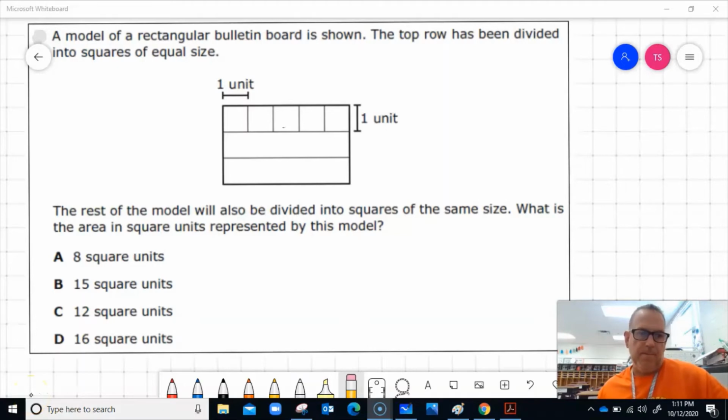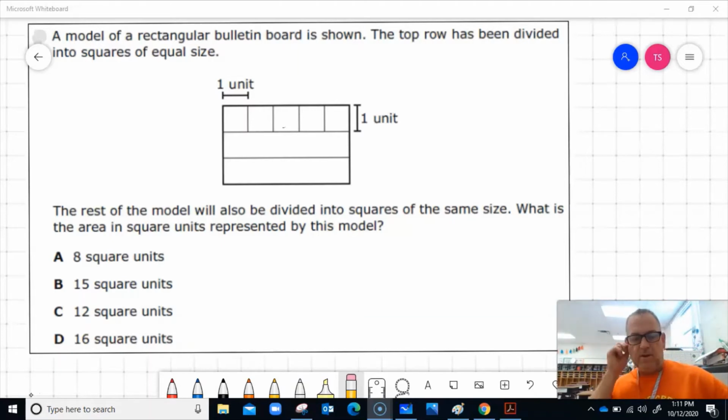Okay, let's go ahead and look at this problem. This is a problem from a STAR test from a few years back, so I thought it'd be something good to look at. And it says, a model of a rectangular bulletin board is shown. The top row has been divided into squares of equal size. The rest of the model will also be divided into squares of the same size. What is the area in square units represented by this model?